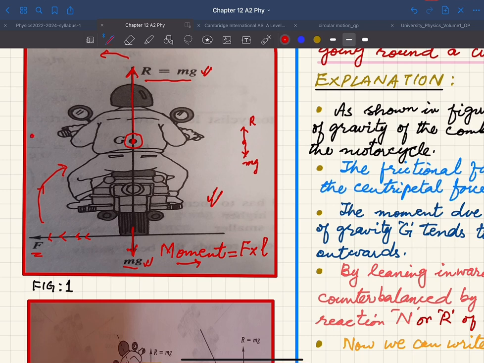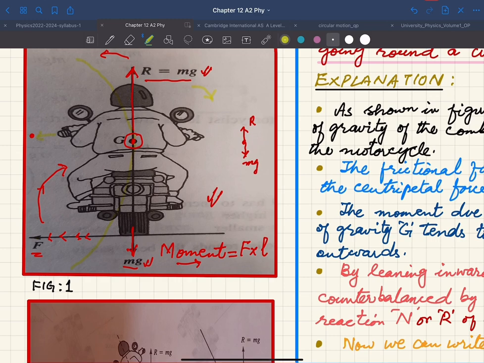Now, somewhere here you have the center of the circle in which the motorcyclist is trying to take a turn, and you can imagine the motorcyclist taking a turn in this direction. So here, this is the direction of your centripetal force. The centripetal force is acting towards the center, but it is creating a turning moment, and you will fall in this direction.